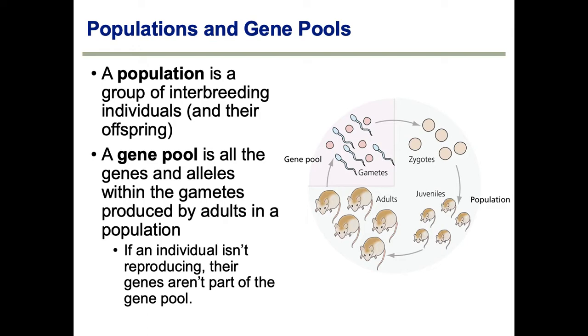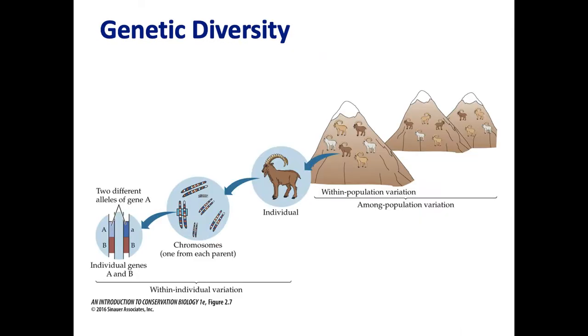And these genes are in individuals, and we have a population, which is a group of interbreeding individuals and their offspring. And a gene pool is all the genes and alleles within the gametes produced by adults in a population. So an allele is a type of gene, basically. And so the gene pool just has all the different genes that are in the population. If an individual doesn't reproduce or doesn't survive to reproduce, their gene isn't part of the gene pool because it doesn't get passed on to the next generation. So for it to really be in the gene pool, it has to get passed on to the next generation.